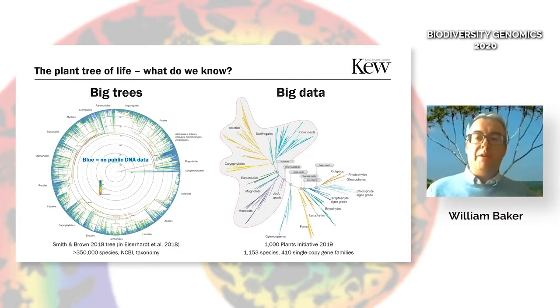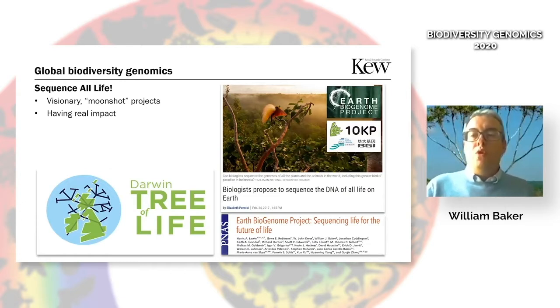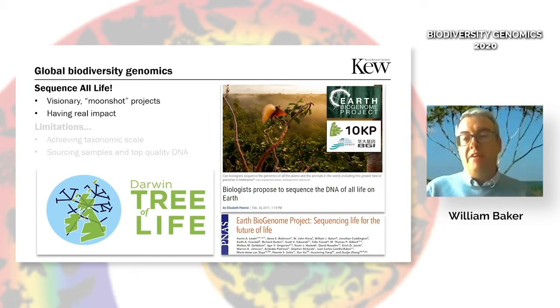So we have this tension: big trees with issues with the data underneath them, and big data trees with issues around species sampling. And of course, we're all hoping that the big global biodiversity genomic agenda is going to set that straight. We have the visionary moonshot project of the Earth Biogenome Project we're talking about so much at this meeting. And this project is having really amazing impact, the Darwin Tree of Life being one piece of such impact.